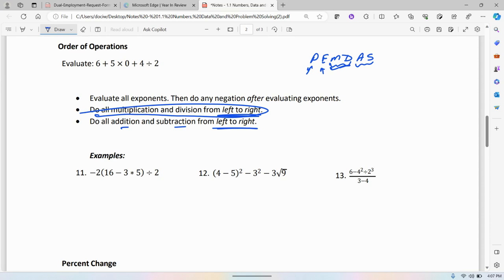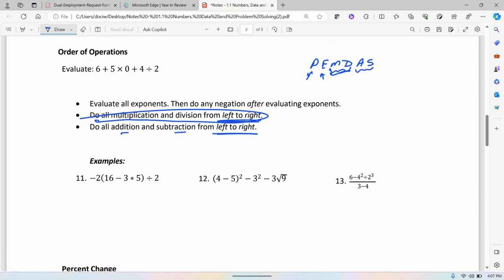So number 11, the first thing I'm going to do here is inside the parentheses, I'm going to do the multiplication. So I have 16 minus 15, so I have 1 inside the parentheses. Negative 2 divided by 2. I'm sorry, negative 2 times 1 divided by 2. I do this multiplication first. So negative 2 divided by 2 is negative 1. We need to be careful that we do these in the right order.